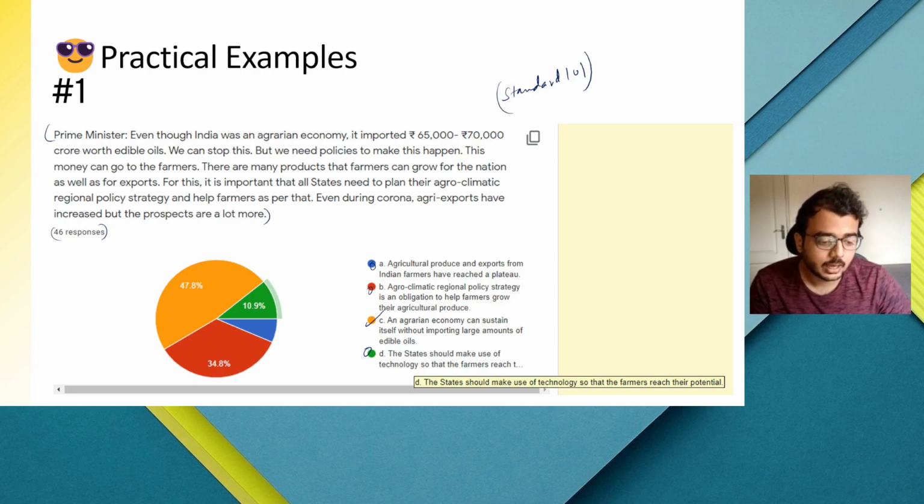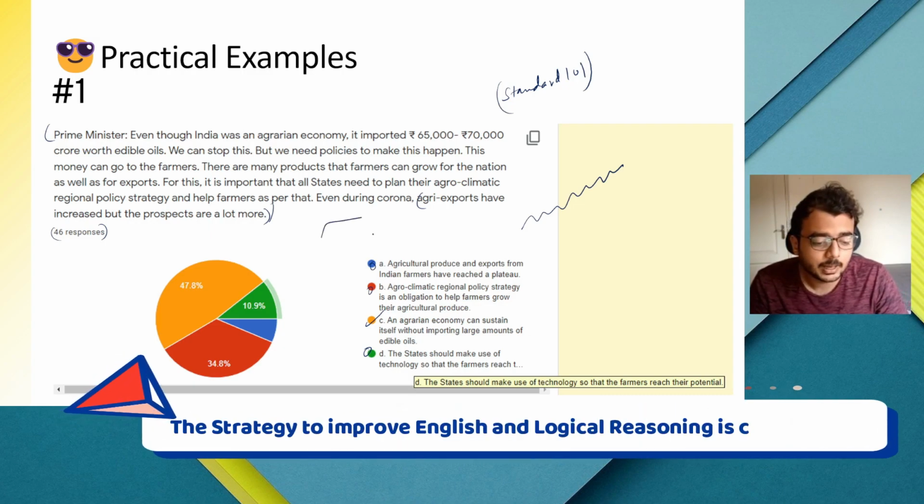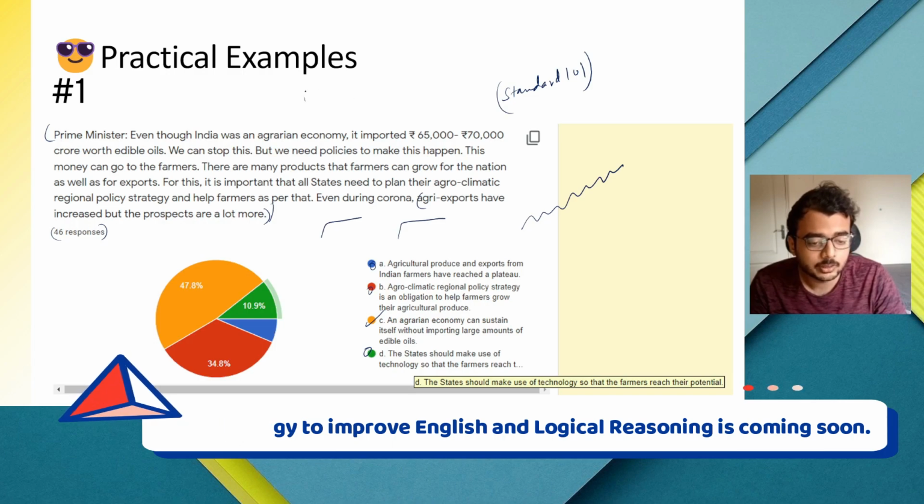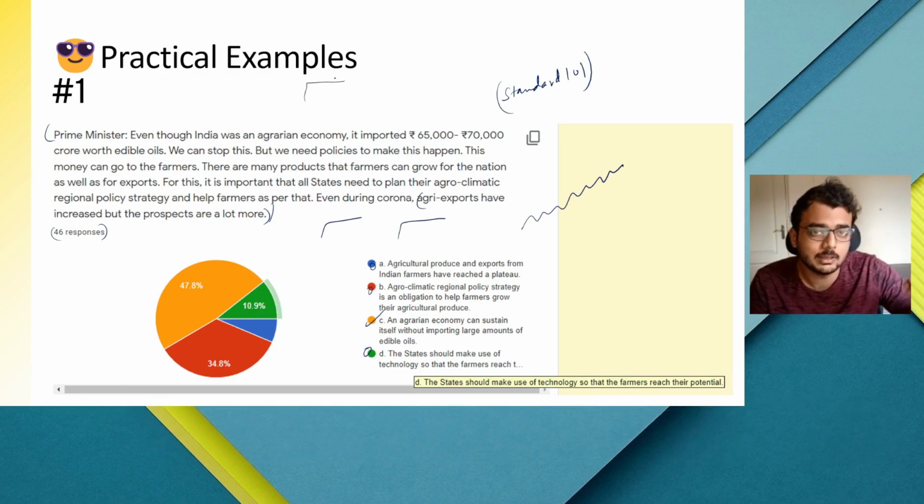Agricultural produce and exports from Indian farmers have reached a plateau. Now, if we say this, note that we are in some way narrowing down the author's opinion, because what the author has said is that agricultural exports have increased, but the prospects are a lot more. The author is claiming that the prospects are a lot more and the agricultural exports have in fact increased, right? But what is this option saying? That agricultural produce and exports have reached a plateau. You understand plateau, right? A plateau is something like a plain region on some elevated area in a hilly region, okay?